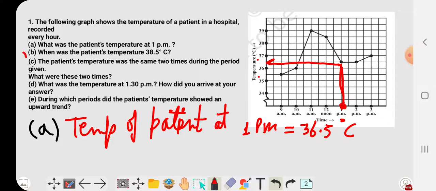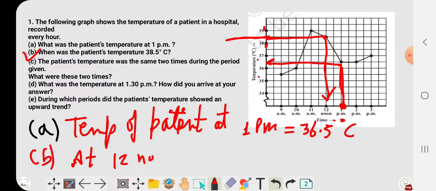So this is answer 1. Now part B is, when was the patient's temperature 38.5 degrees Celsius or degree centigrade? So where is 38.5? This is 38, this is 39. Between these two it will be 38.5. So look here, this point denotes 38.5 degrees centigrade. Now come down to the x-axis. So at 12 noon, the patient's temperature is 38.5 degrees Celsius. The complete sentence will be written like that.